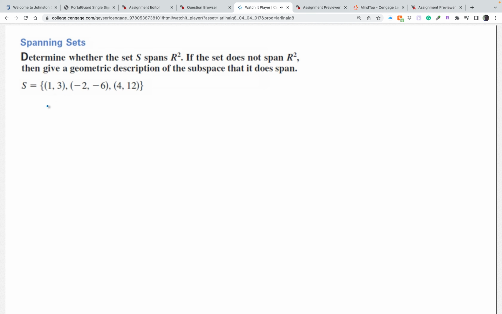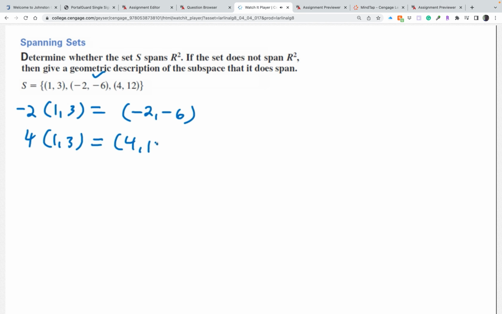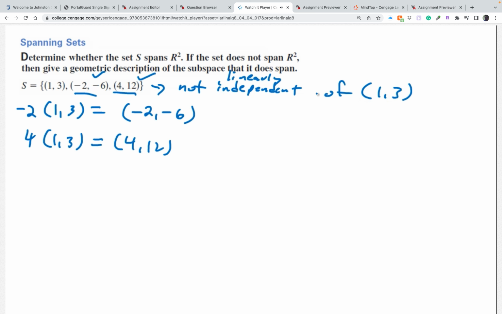But if we notice the first vector, 1, 3, if we multiply that by -2, we get the vector containing -2 and -6, which is the second vector. If we multiply that same vector 1, 3 by 4, we're going to get 4, 12, which is the third vector. So the second and third vectors are not linearly independent of the vector 1, 3. So really we only have one vector. So we can consider just the first vector, 1, 3.